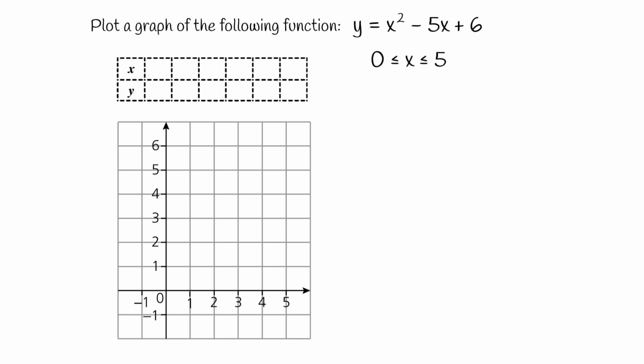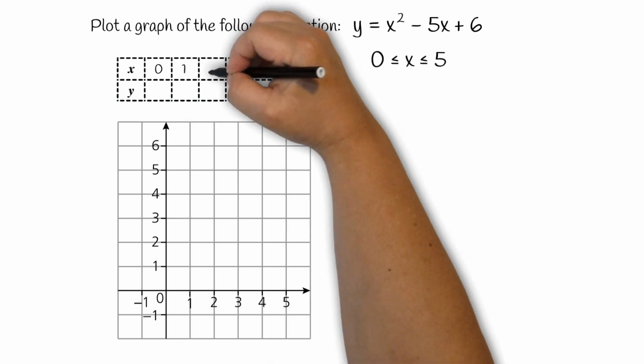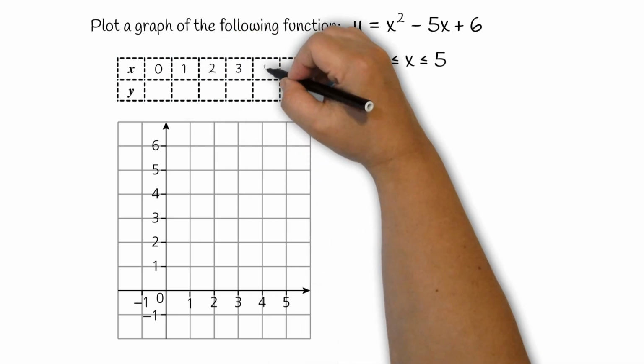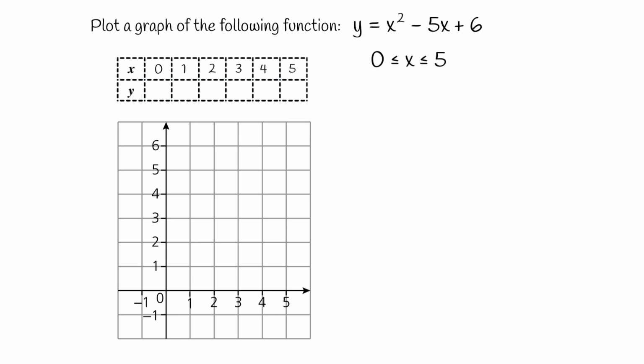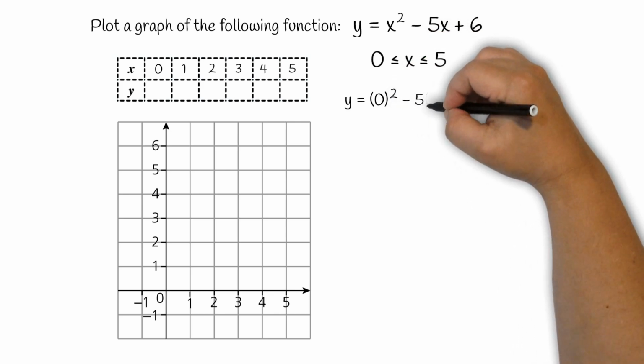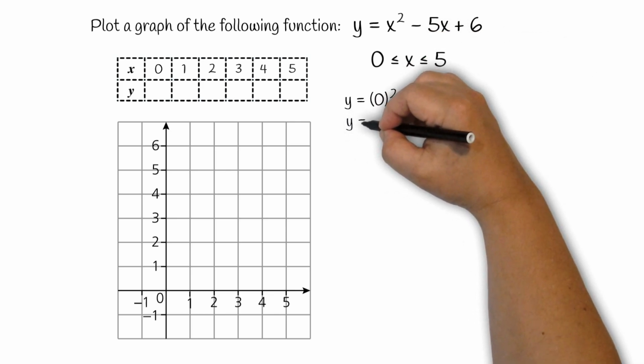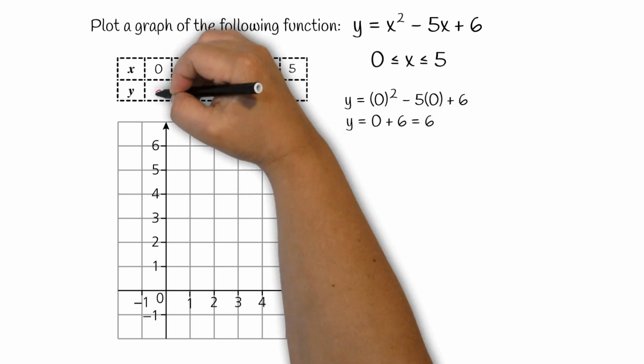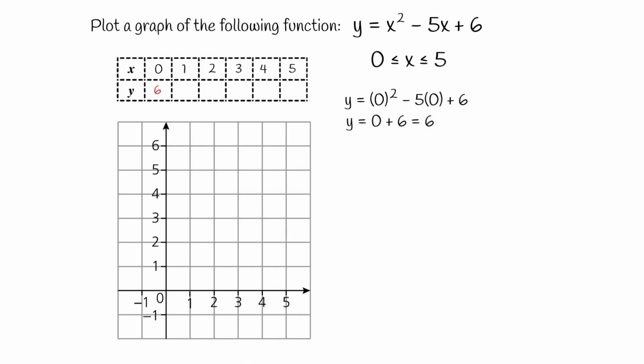A table of values can be generated from a quadratic function by substituting the x values and calculating the values for y. Now remember, x is greater than or equal to 0 but less than or equal to 5. So we'll start with 0 as the first x value, and then we substitute this value of 0 into the equation. So then we have y is equal to 0 squared minus 5 times 0 plus 6. 0 plus 6 is equal to 6. So when x is equal to 0, y is equal to 6.